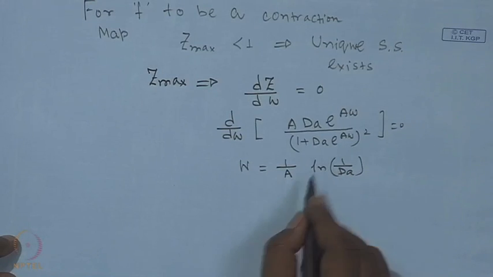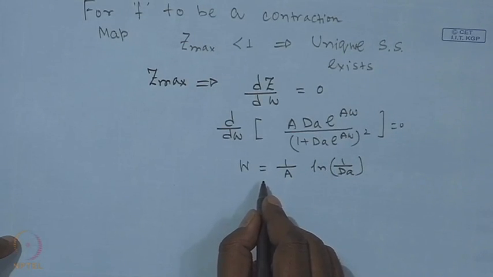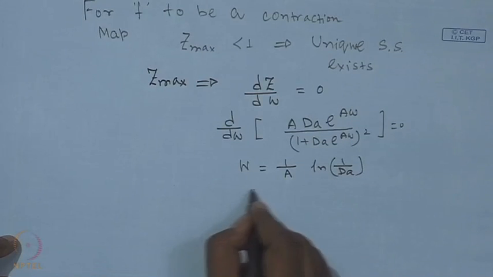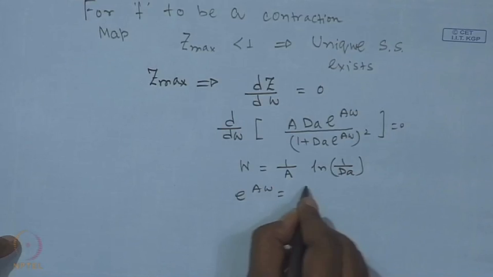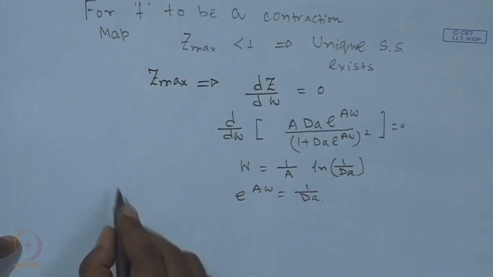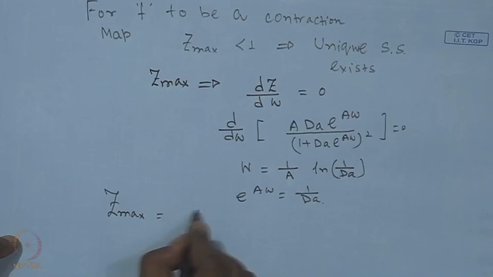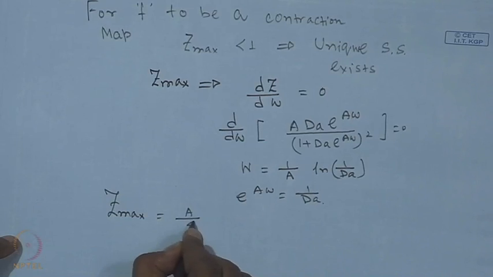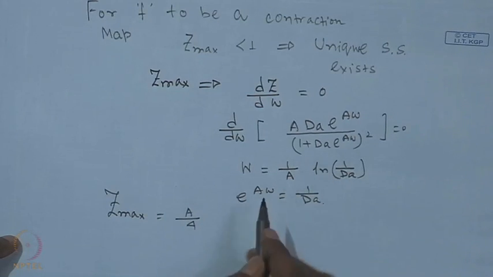If you put this back into the equation, you will get e to the power aw is nothing but 1 by dA. So, e to the power aw is 1 by dA, and substituting back into the governing equation, z max becomes a by 4. So, 1 plus 1 squared, so it will be a by 4.